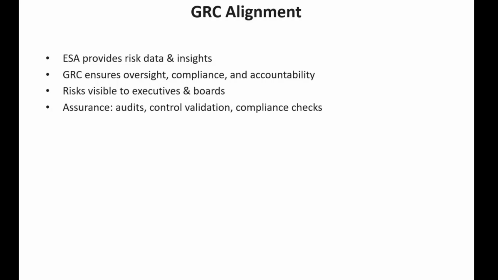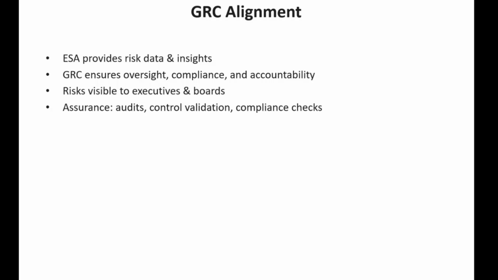Assurance means not only trusting but also verifying the ESA risk assessment outputs. This includes auditing the process, ensuring that ESA follows repeatable and transparent methodologies such as 27005 or NIST frameworks. It also includes validating control effectiveness, checking whether the risk treatments proposed by ESA are implemented and effective, for example, technical controls, process changes, and awareness programs.